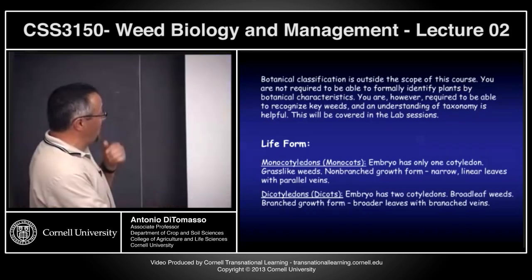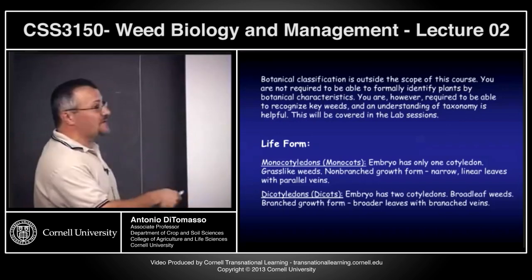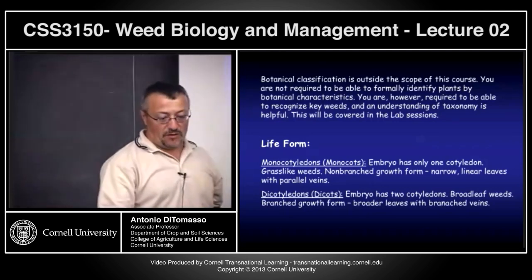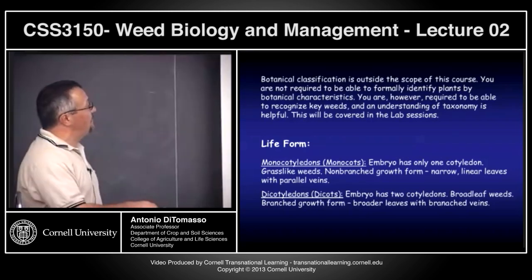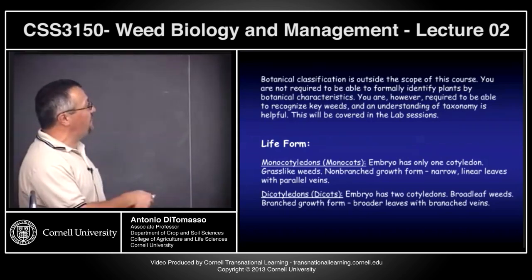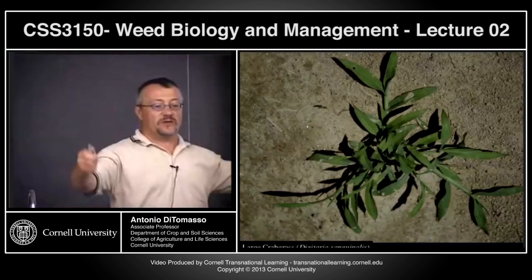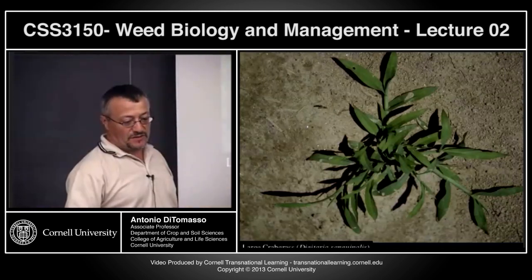So here's the monocots. We've spoken about this. They tend to have narrow linear leaves and parallel veins, and most of you are pretty familiar with that. The dicots, the embryo has two cotyledons. These are the broadleaf weeds, with branching growth, broadleaves, what we would call the typical herbaceous species. So this information is there.